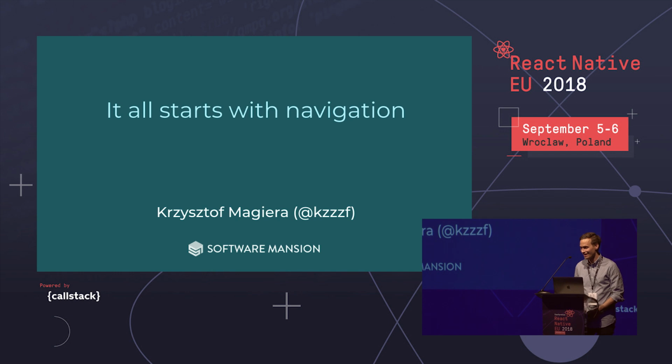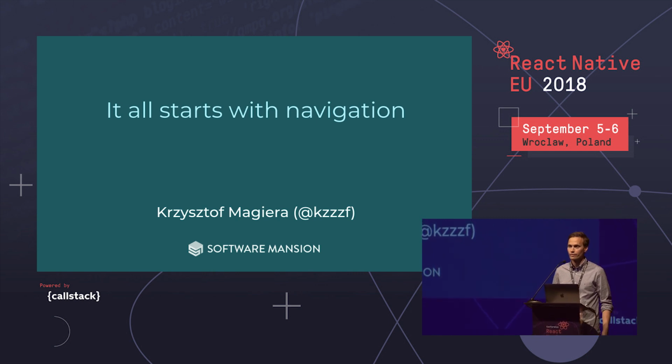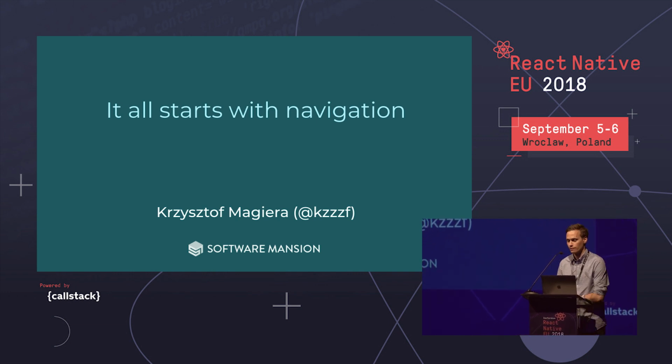Software Mansion is a software development agency based out of Krakow. We're around 40 people working on a variety of technologies, but focusing mostly on React and React Native.